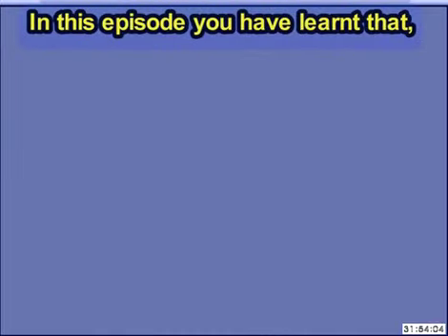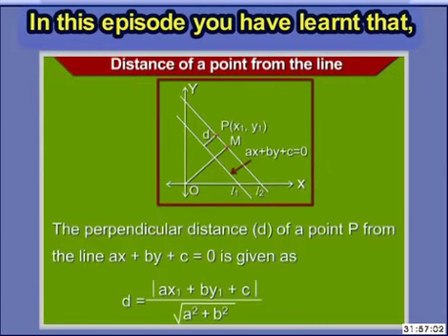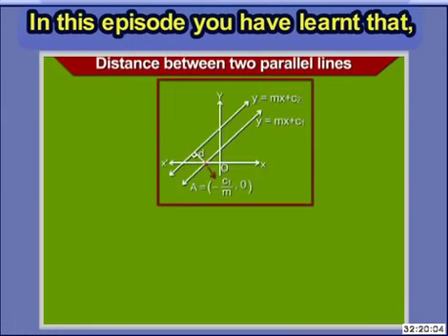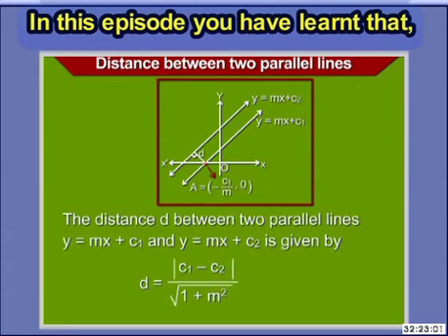In this episode you learned that the perpendicular distance d of a point P having coordinates x1, y1 from the line whose equation is ax plus by plus c equal to 0 is given by d equal to absolute value ax1 plus by1 plus c upon square root of a square plus b square. The distance d between two parallel lines y equal to mx plus c1 and y equal to mx plus c2 is given by d equal to absolute value c1 minus c2 upon square root of 1 plus m square.